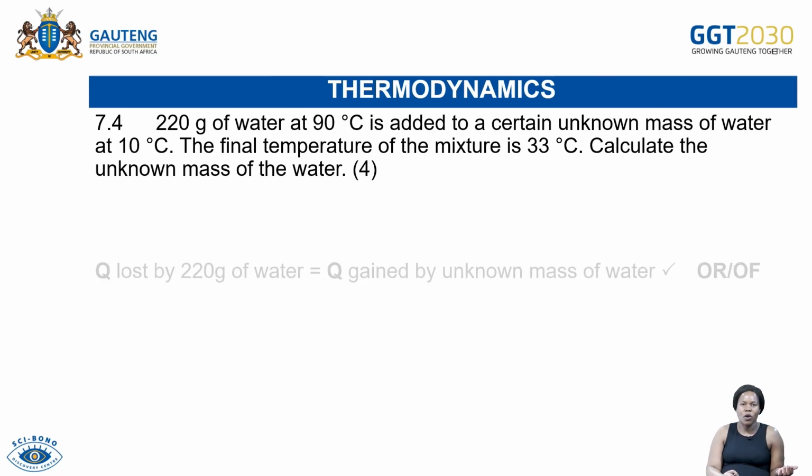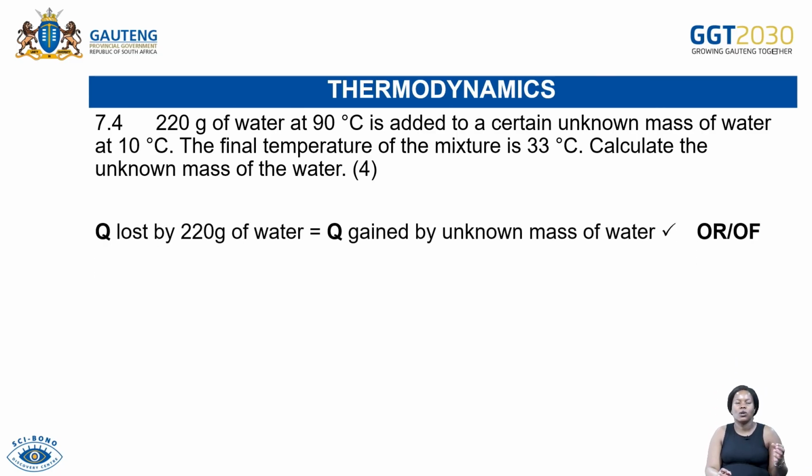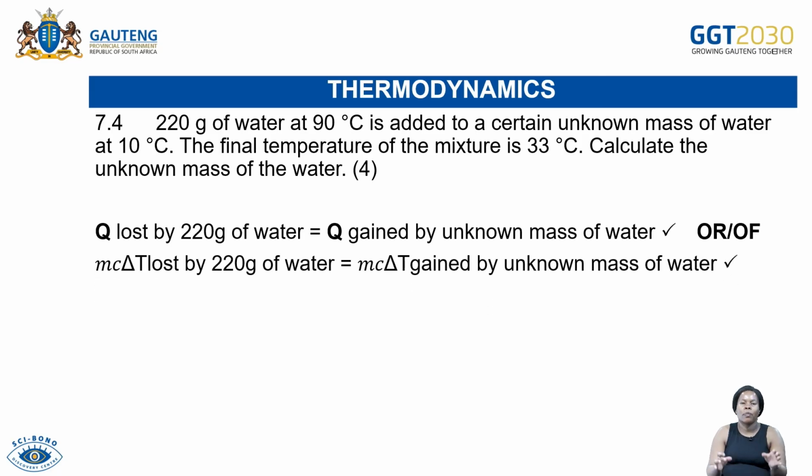Okay, so for 4 marks, what is it that we need to take note of? We'd say Q lost is equal to Q gained. Q lost is the heat lost by the 220 grams of water, and Q gained is the heat that is gained by the unknown mass of water. Then we break it down to find the Q of this 220 grams of water, and therefore the heat that is gained by the unknown mass of water, looking at the temperature before and after.